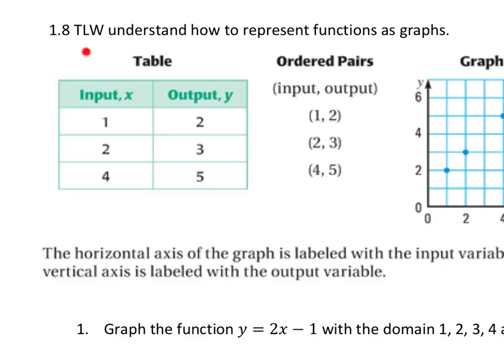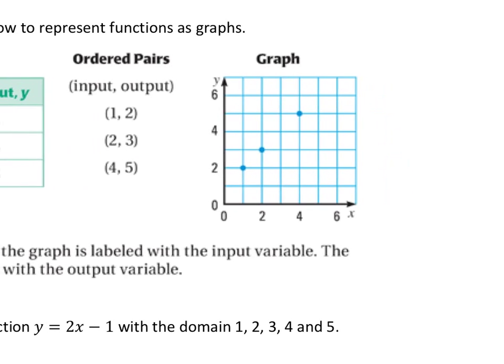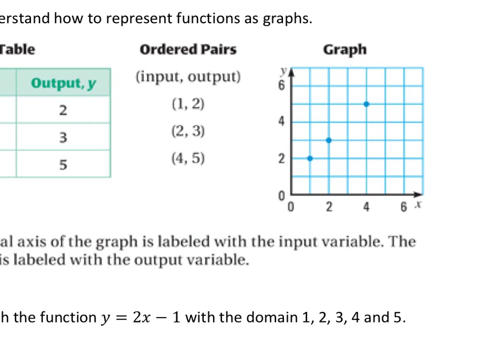Alright guys, today's goal: understand how to represent functions as graphs. So we have inputs and outputs, and remember, in a function, for every input there is exactly one output, okay? So if we go to graph these, it's 1, 2, 2, 3, 4, 5. Okay? See the points here?